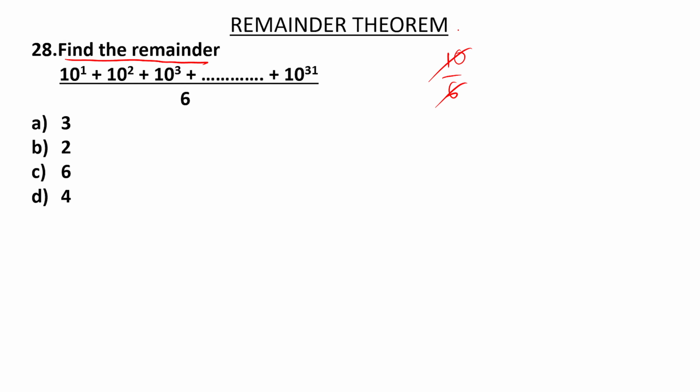How much? 6 ones are 6. We'll get remainder as 4. The same goes to, let's do 10 square, means 100 by 6. How much? 10 1, 6 1, 6. And we're left with 46.